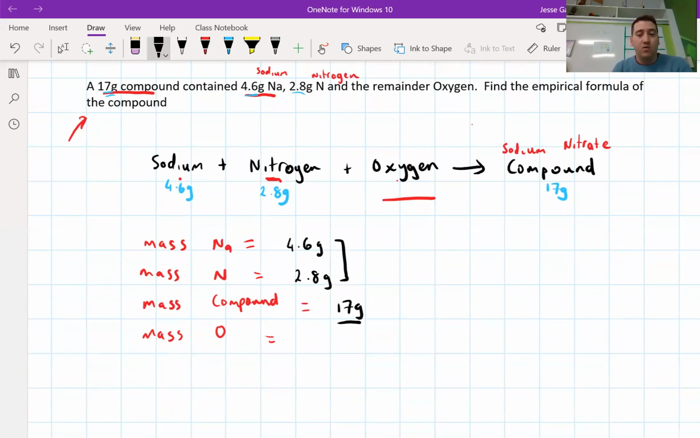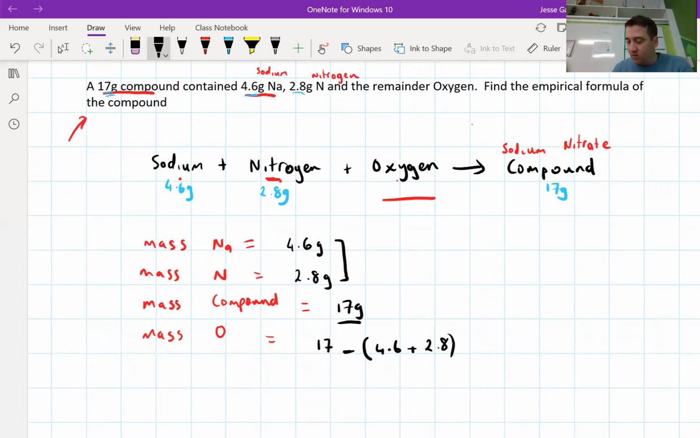Now you can go ahead and do the mass of these two together up here right now, or you could just write an equation for this. An equation might look like this. The mass of oxygen is equal to 17, take away the masses of the other two. You've got to do these in brackets like this, 4.6 plus 2.8. Alternatively, you can add them together up here and then just put that in the equation.